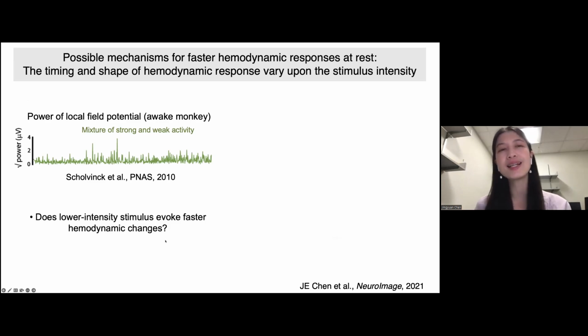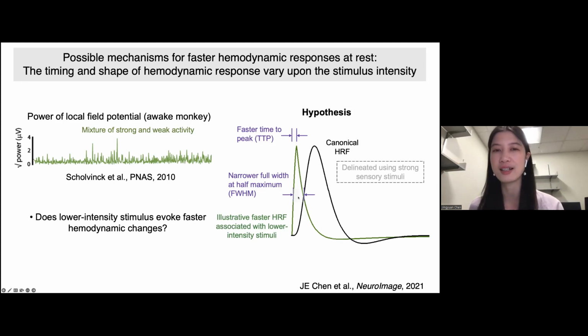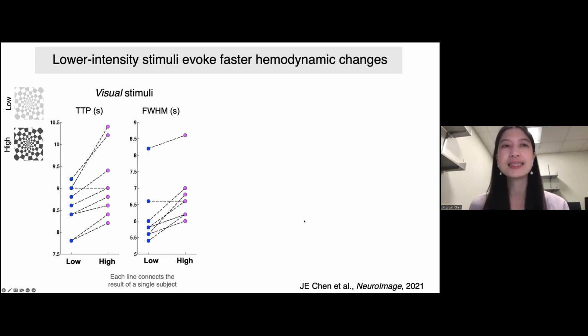And the basic idea is that the system is not totally linear. So for very low intensity stimuli compared to those typical strong stimuli, we wondered whether it can permit a little bit faster hemodynamic response. And by faster, we basically mean it has a faster time to peak, and also narrower dispersion, basically narrower full width at half maximum. So to test this idea, we performed sensory stimuli.